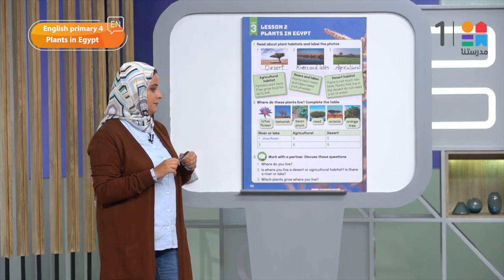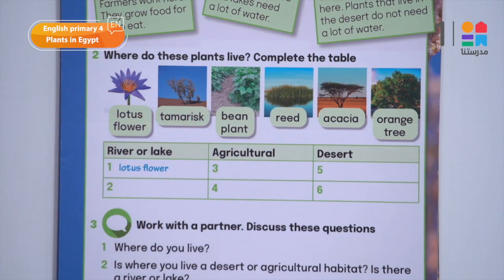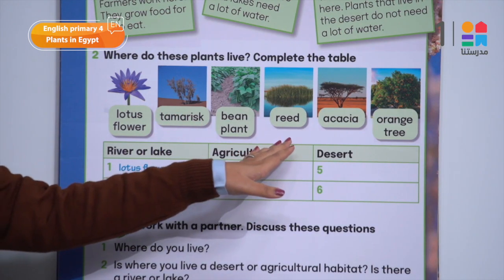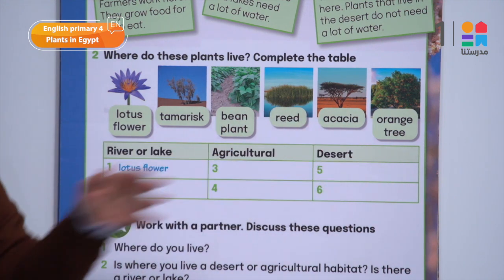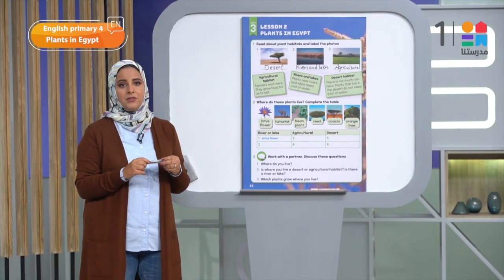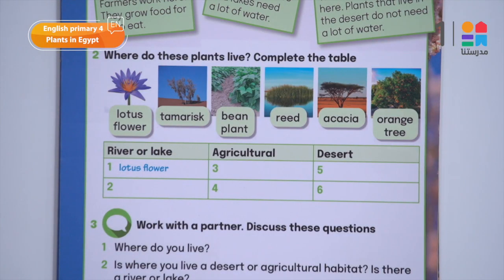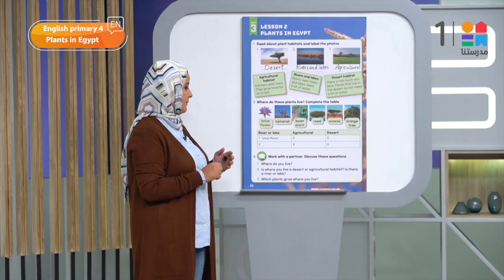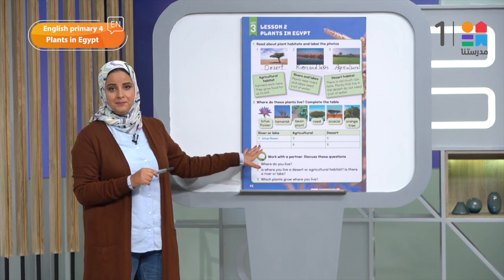Lotus flower, tamarisk, bean plant, reed, acacia, orange tree. Let's repeat one more time. Lotus flower, tamarisk, bean plant, reed, acacia, orange tree. Very good. Now, let's look together at the table.